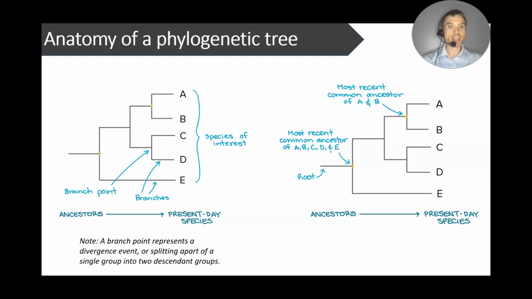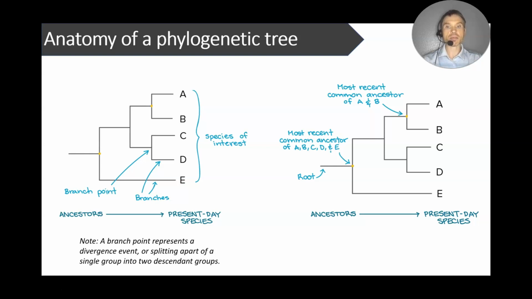What you can see here on the right hand side is this concept of the most recent common ancestor. And basically what we do here is we start at the ends of the tree and we follow our way back. So if we look at species A and B and we work our way back to the point that those two branches intercept, or that branch point, that right there is the most recent common ancestor of A and B. If we look at the most recent common ancestor of A, B, C, D, and E, we have to continue to work our way back and back and back almost to the very root of our tree.